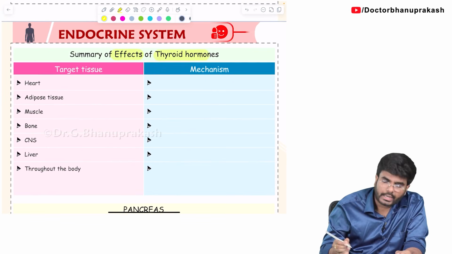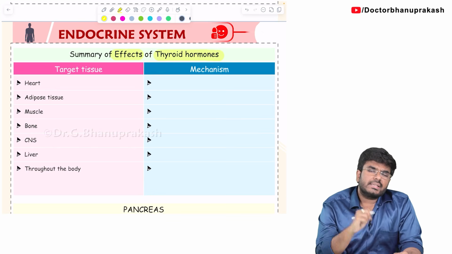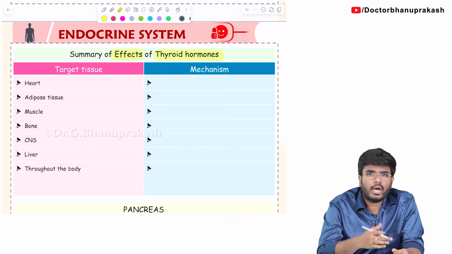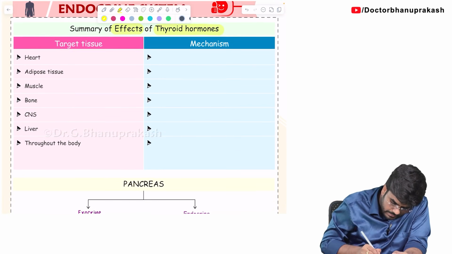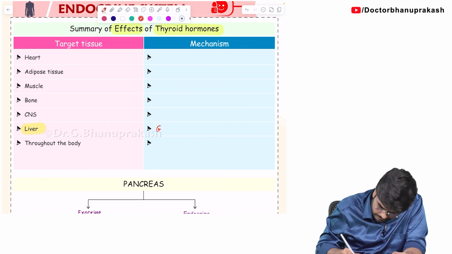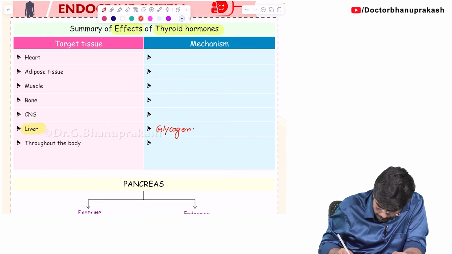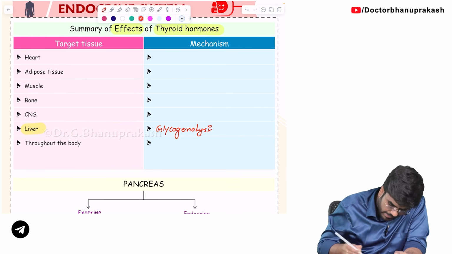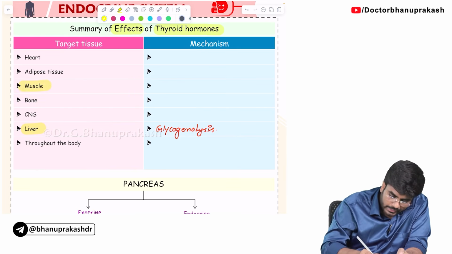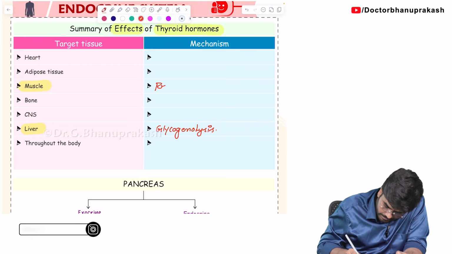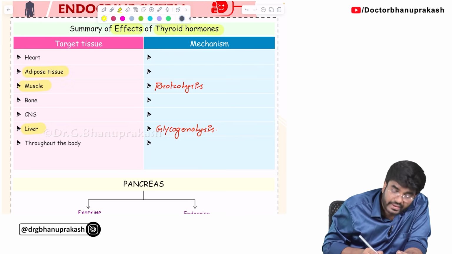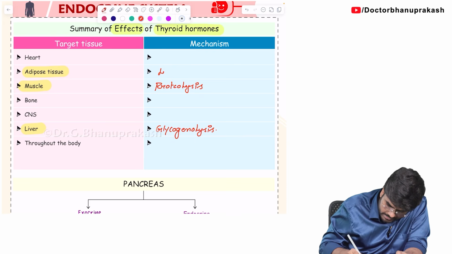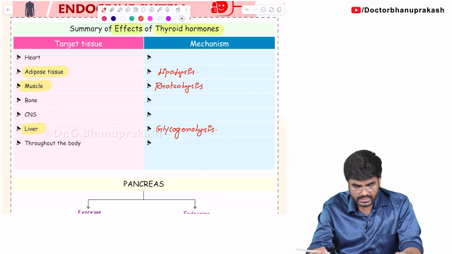Effects of thyroid hormones. Now, tell me guys, thyroid hormones are what kind of hormones? They are catabolic hormones. So everything is lysis. By acting on the liver, it will cause glycogenolysis. By acting on the muscles, proteins, right? By acting on the muscles, it will cause proteolysis. And by acting on the adipose tissue, that is fat, it causes lipolysis. So glycogenolysis, proteolysis and lipolysis.